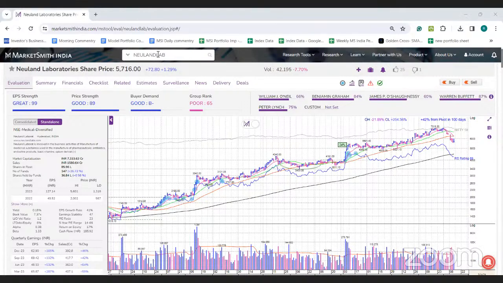Maybe look at the 100 DMA. Probably the stock is finding support near the 5,700 levels at this moment, and my thought process is that it's holding around some of its key moving averages, either on the weekly front or near the 100 DMA front. So if that gets breached on above average volumes, maybe you should exit out.